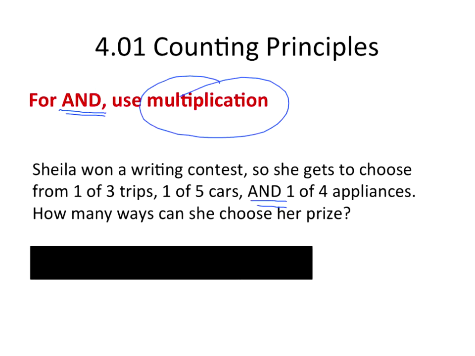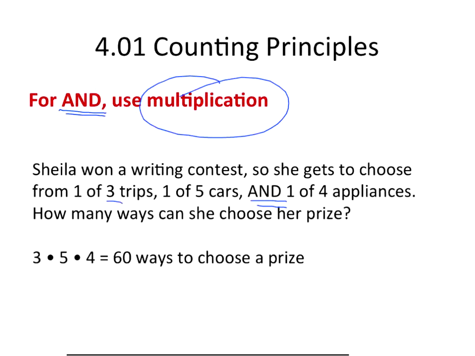We're going to multiply. So we're going to do 3 times 5 times 4. And she has 60 different ways she can pick a prize. Those are all the different variations and permutations that she writes. Exactly. So the 60 are all the different ways that she can pick a prize. And means multiply, or means add. So we're talking lots of combinations today.